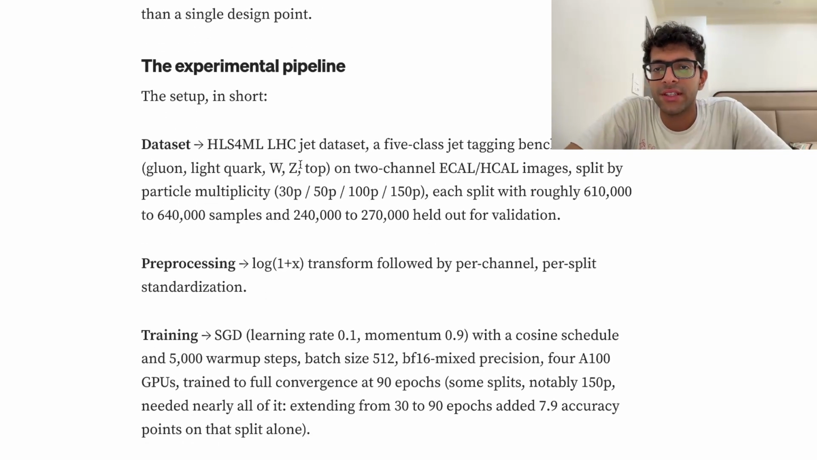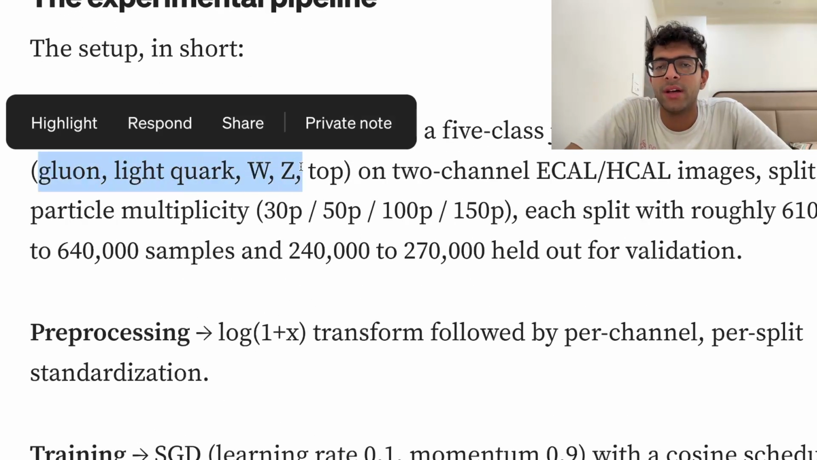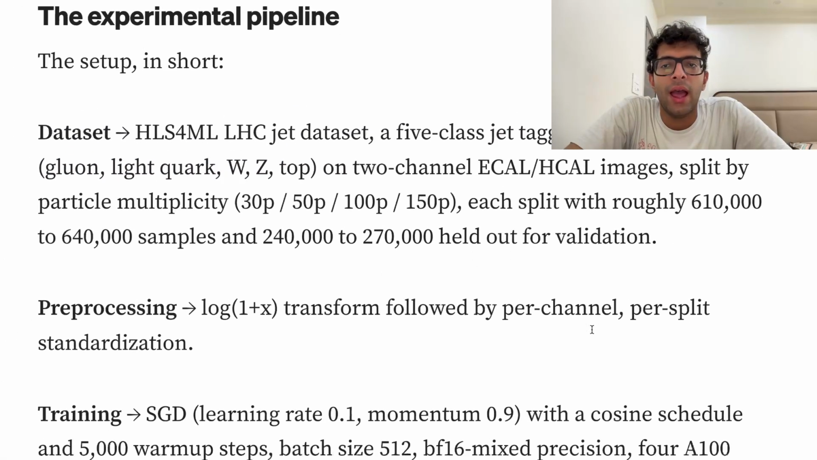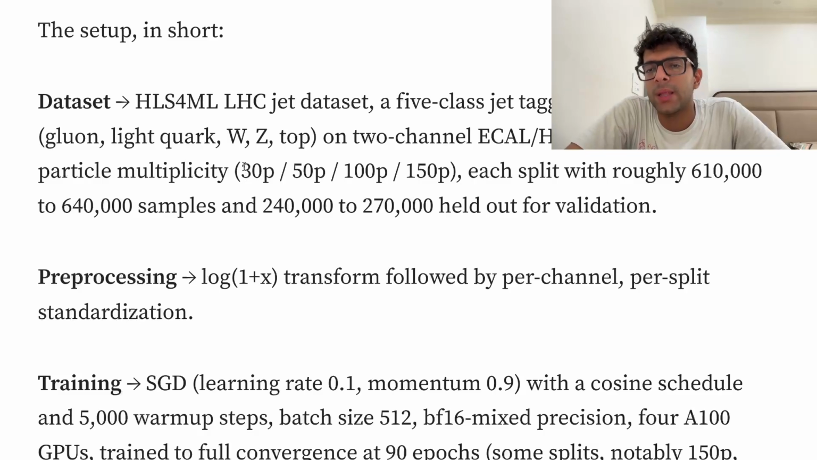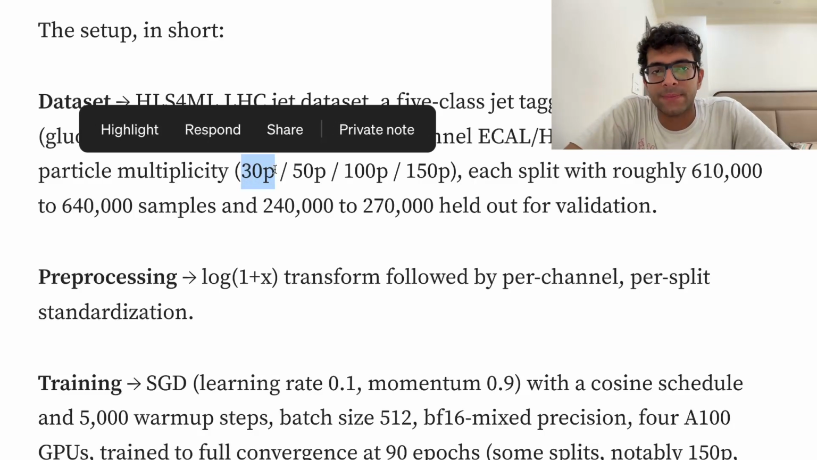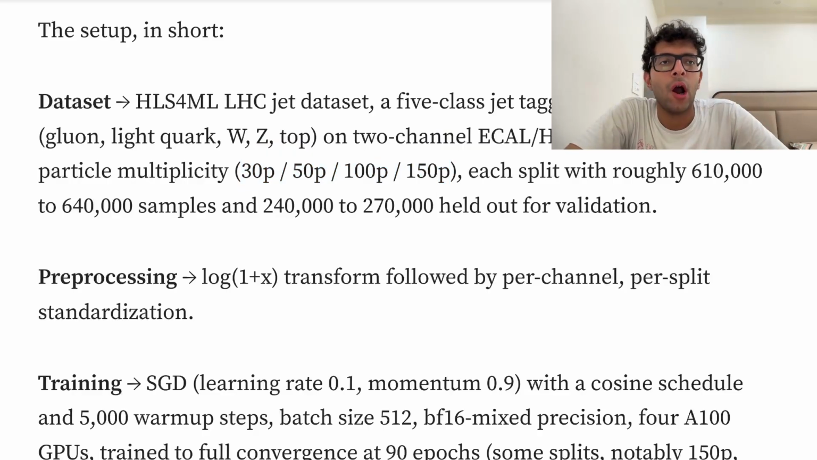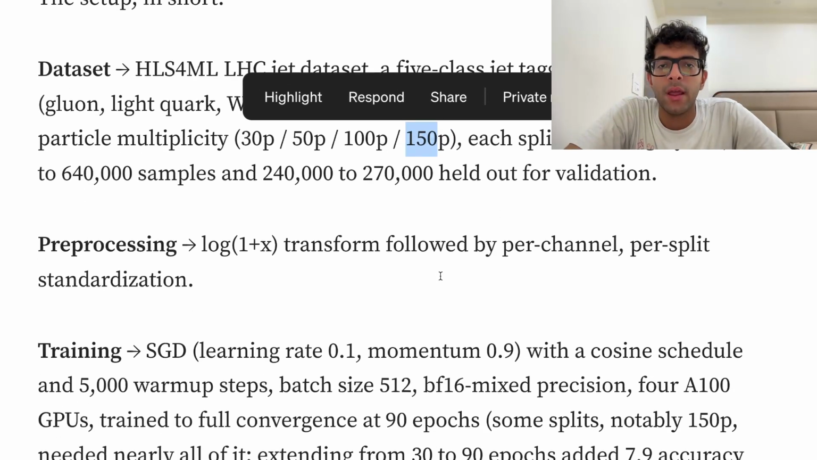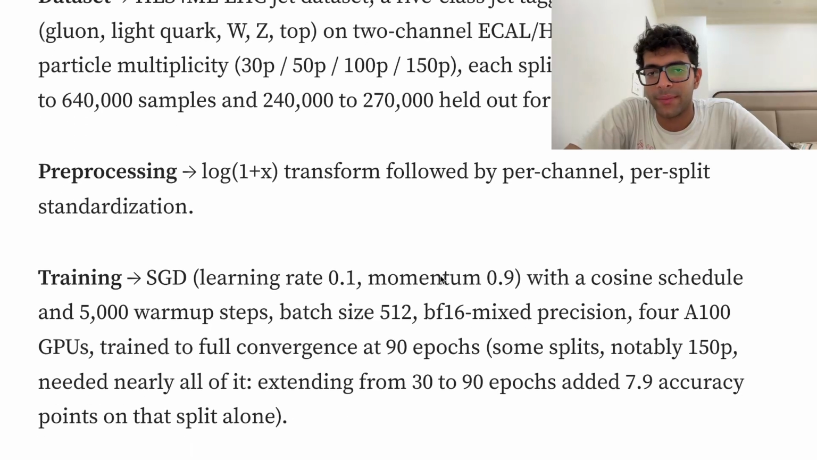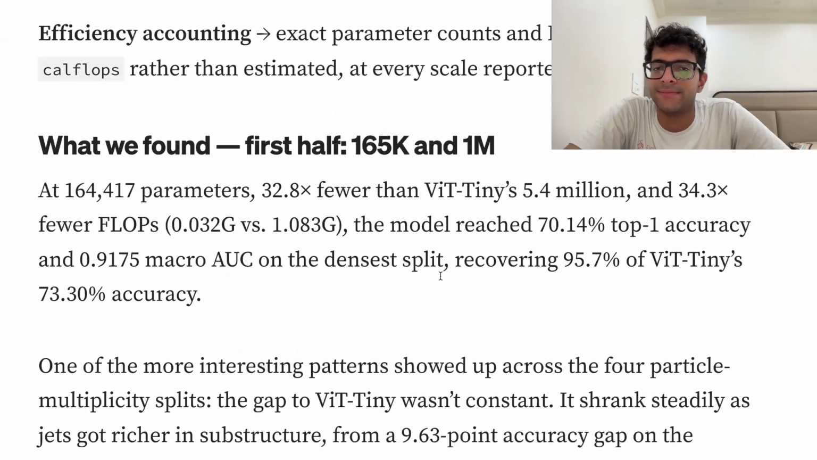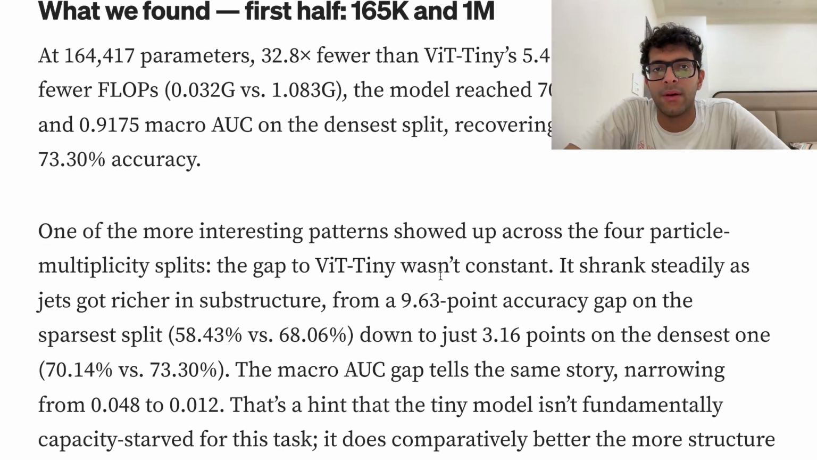So this was the data set, right? The gluon, light quark, W, Z, and top quark. These were the 5 classes out of which we need to classify. And this was the multiple particle multiplicity. Okay, so this simply means that in a single image, how many particles are there? 30 particles, 50 particles, 100 particles, 150 particles. So of course 150 particles is the densest split, which will be used the most for the best results. And these are some of the basic metrics. I'll of course add the link to this Medium blog eventually.